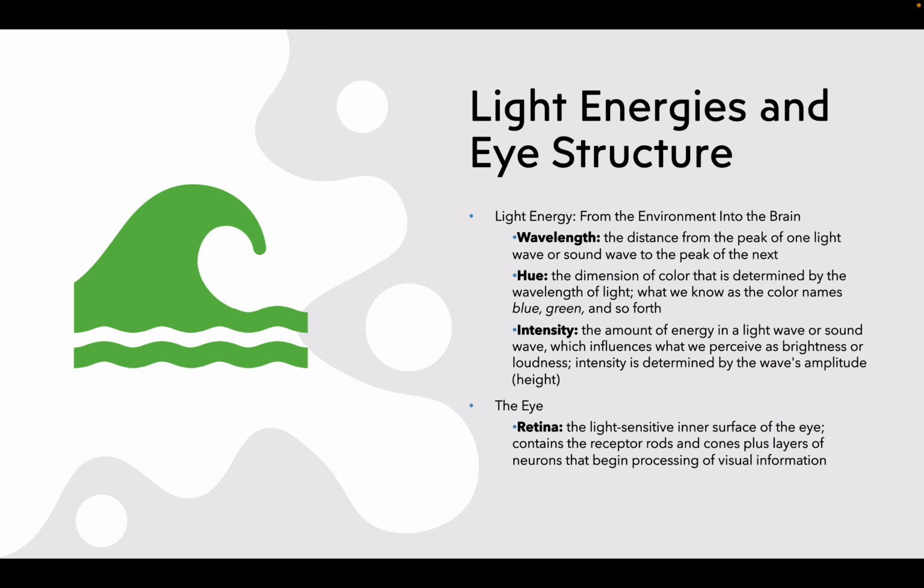So now that we know that that's the type of energy that enters our eye, we have to understand how we take that information in through our eye, and then how it is sent to our brain. So the first part of the eye that we need to know is the retina, and this is the light sensitive inner surface of the eye. It contains the receptor rods and cones, plus layers of neurons that begin processing the visual information. So on page 139 as well, at the bottom, you can see a diagram that might help you begin to understand the eye.